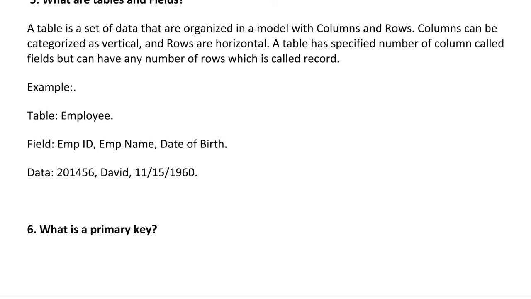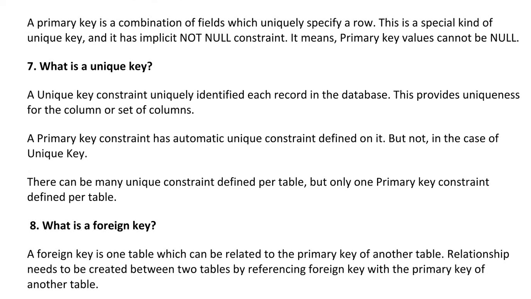Next question is, what is a primary key? A primary key is a combination of fields which uniquely specifies a row. This is a special kind of unique key and it has an implicit not null constraint. It means primary key values cannot be null.